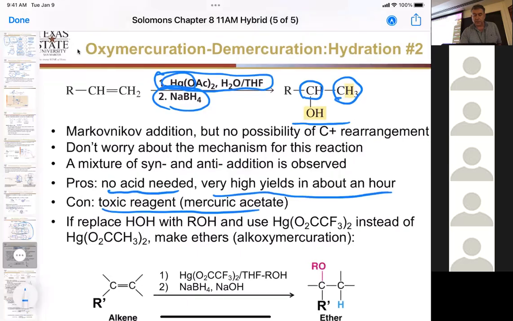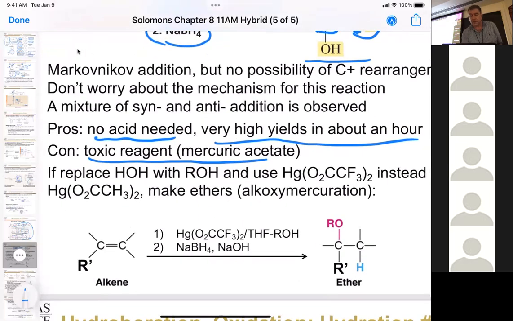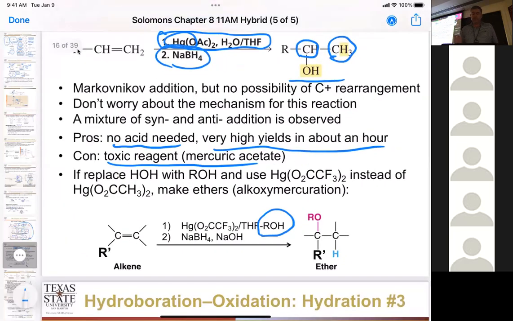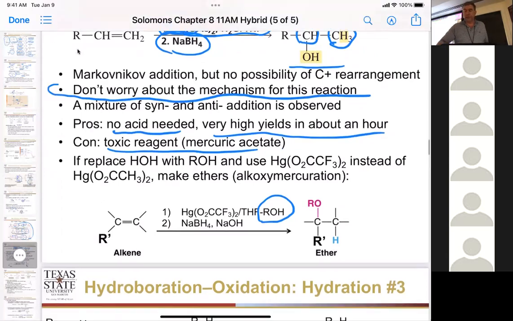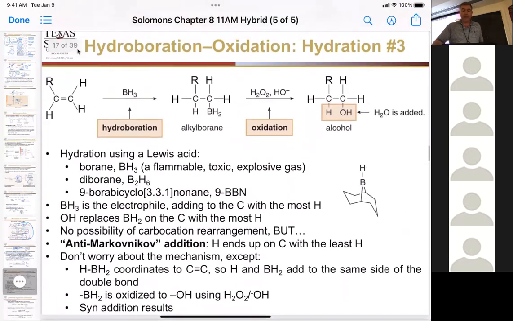Just like with the hydrohalogenation, if you replace water with an alcohol, you will also make an ether, and it will also follow Markovnikov's rule, not rearrange. And note this here: don't worry about the mechanism for this reaction. Just note that it's Markovnikov and it's a mixture of syn and anti. It is in the book, by the way, if you don't know.